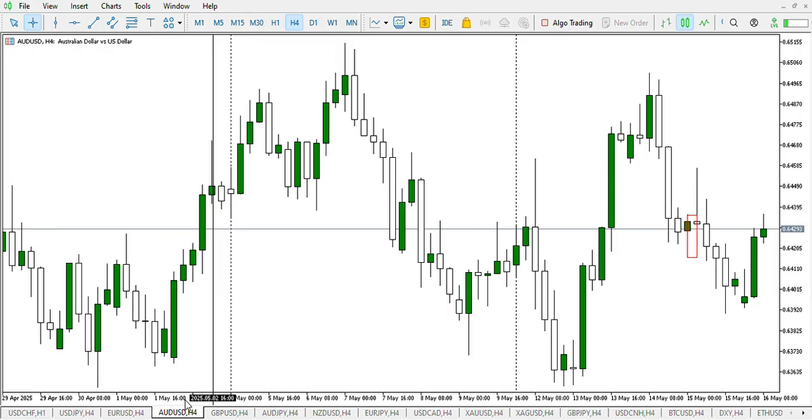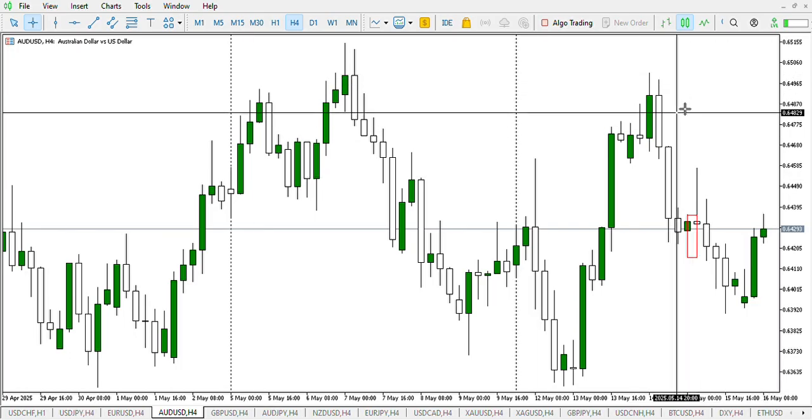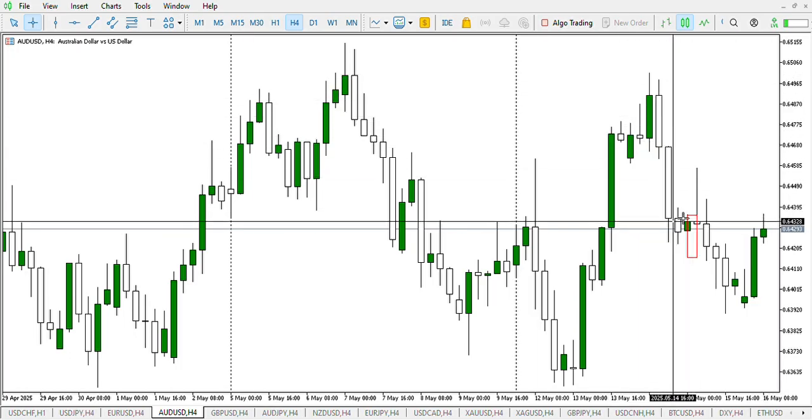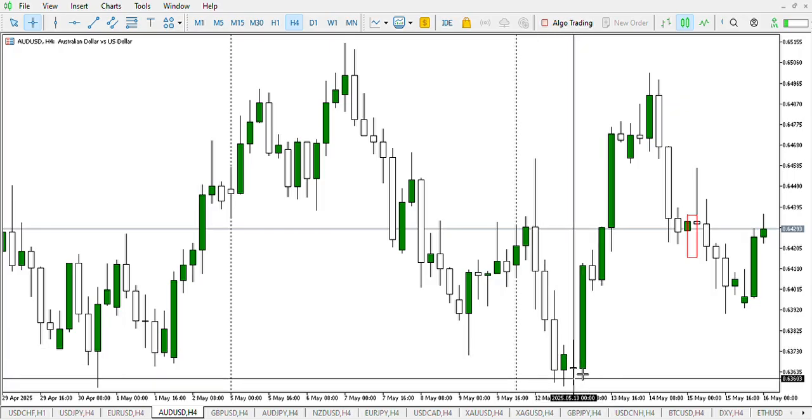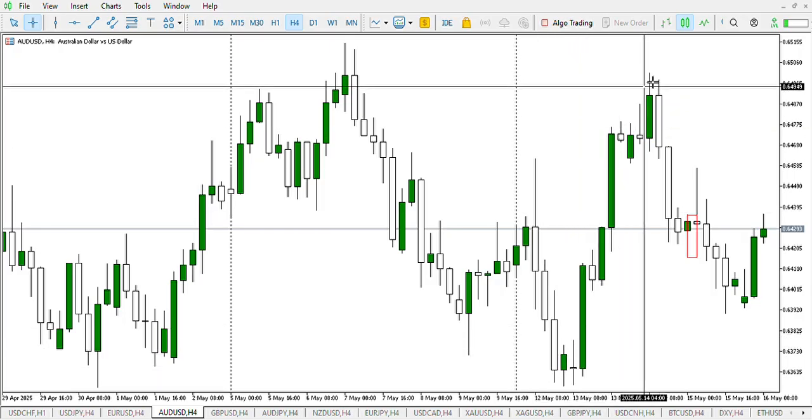So on AED USD, right here we can see buying pressure, selling pressure. You see how the market dropped to this zone. You can see right here on Tuesday we have selling pressure, buying pressure, and you can see how the market jumped up.